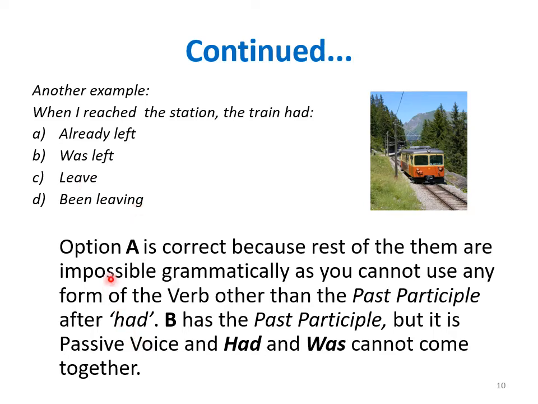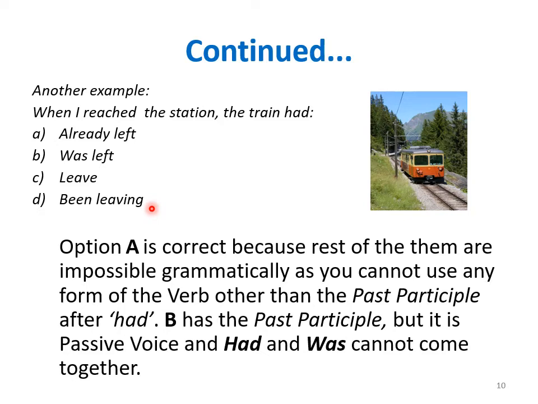Okay, option A is correct because rest of them are impossible grammatically, as you cannot use any form of the verb other than the past participle after had. B has the past participle, but it is passive voice, and had and was cannot come together. Okay, look at this. When I reached the station, this is the past tense. The train had already left. Okay, so had, and then you have already left. Was left is passive, leave is present tense, been leaving is perfect continuous tense.